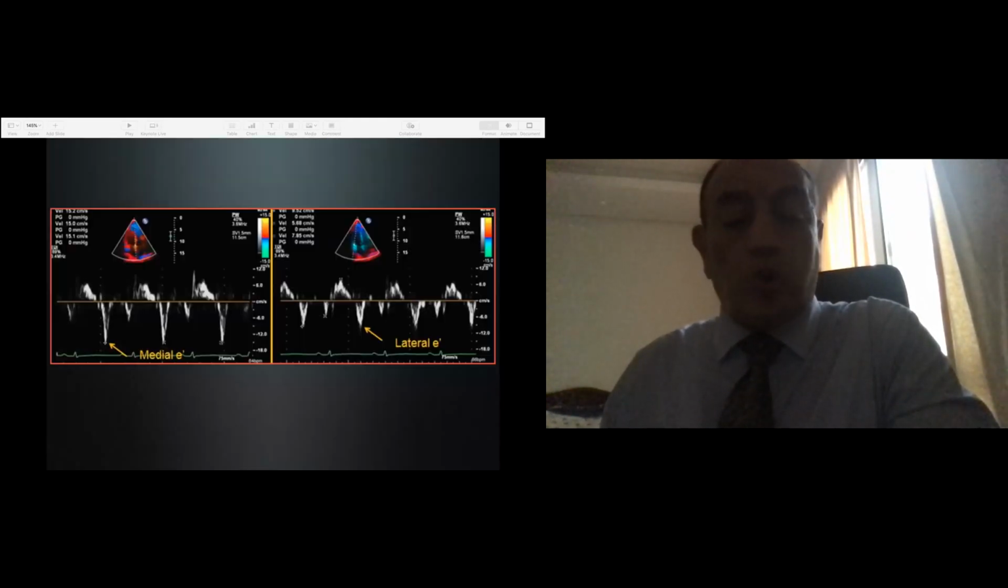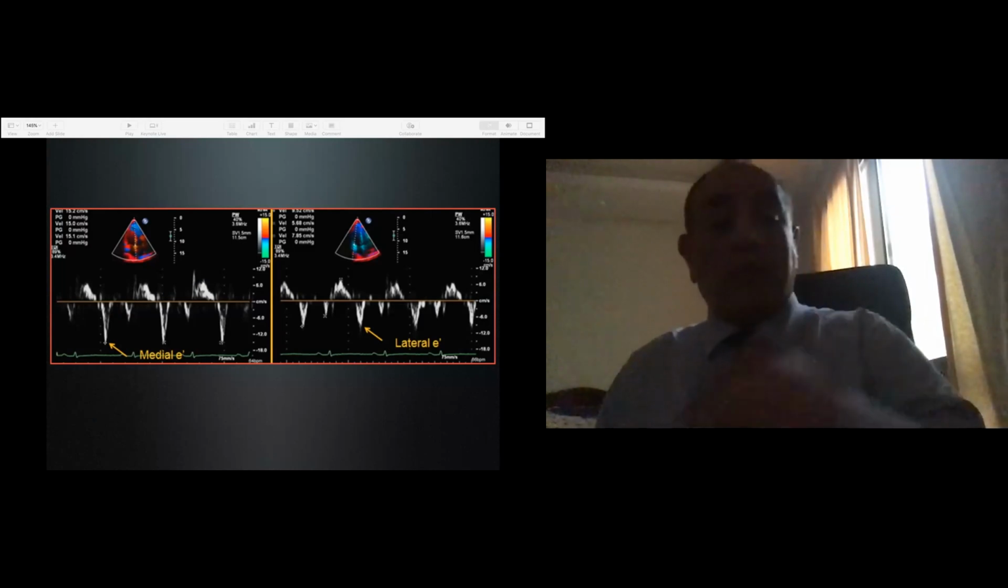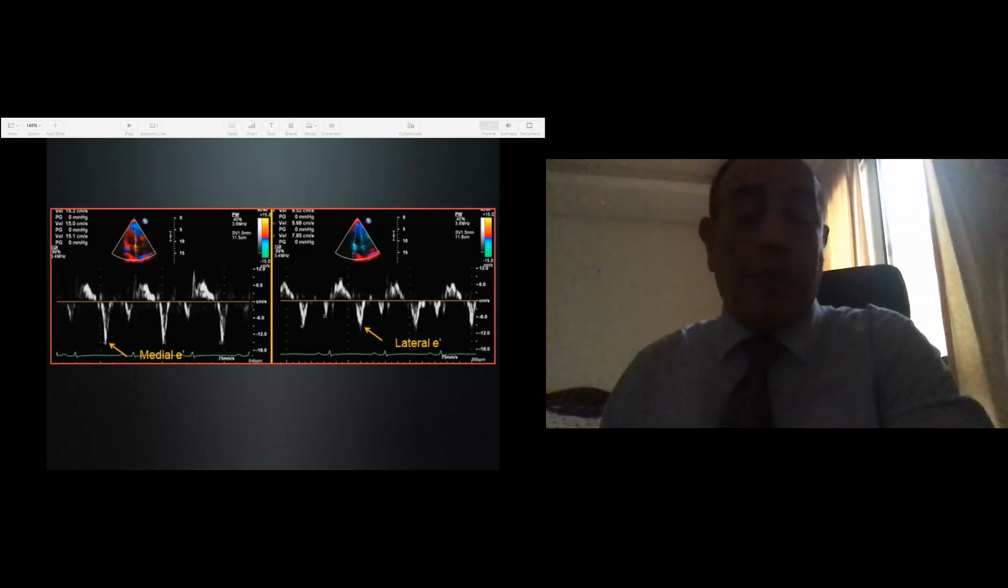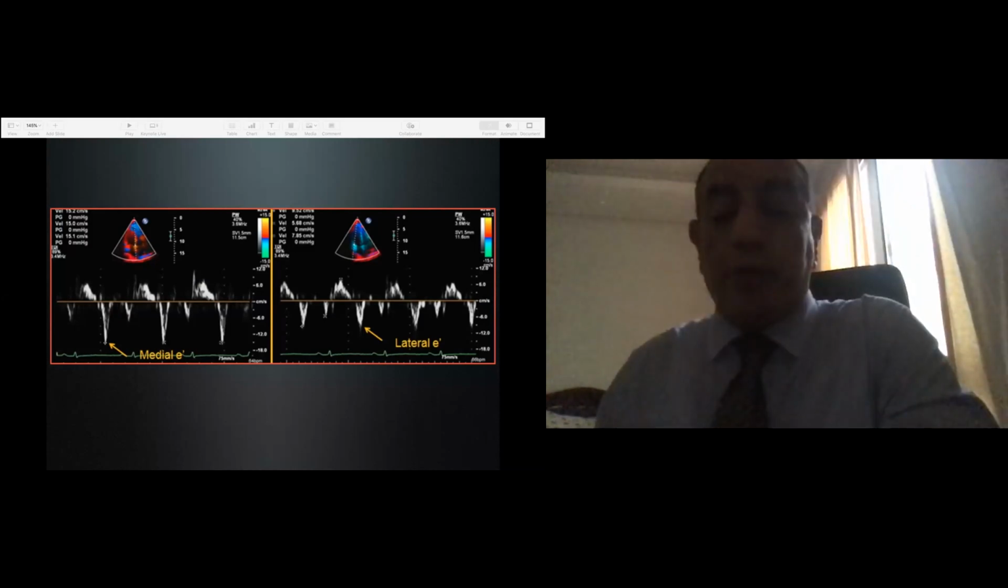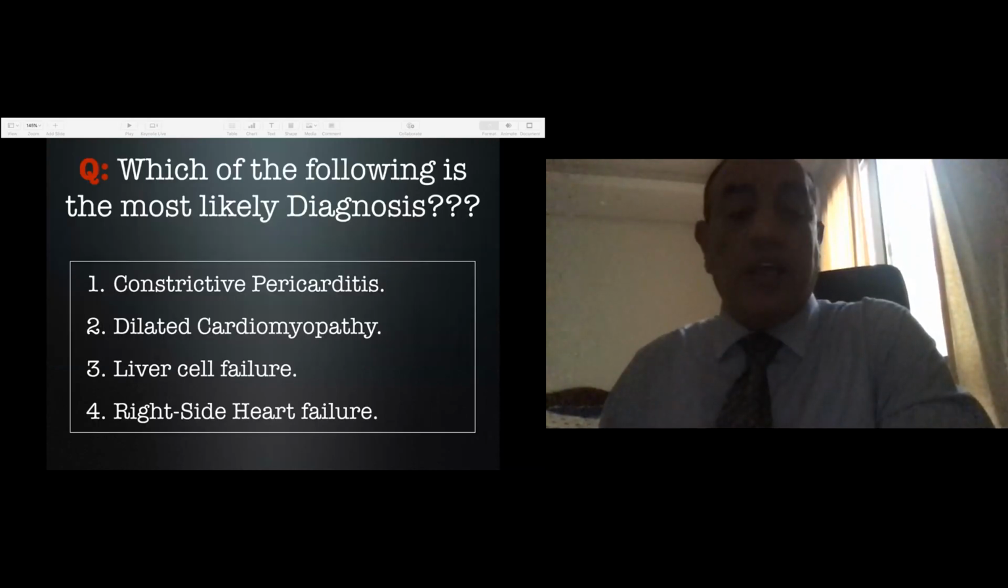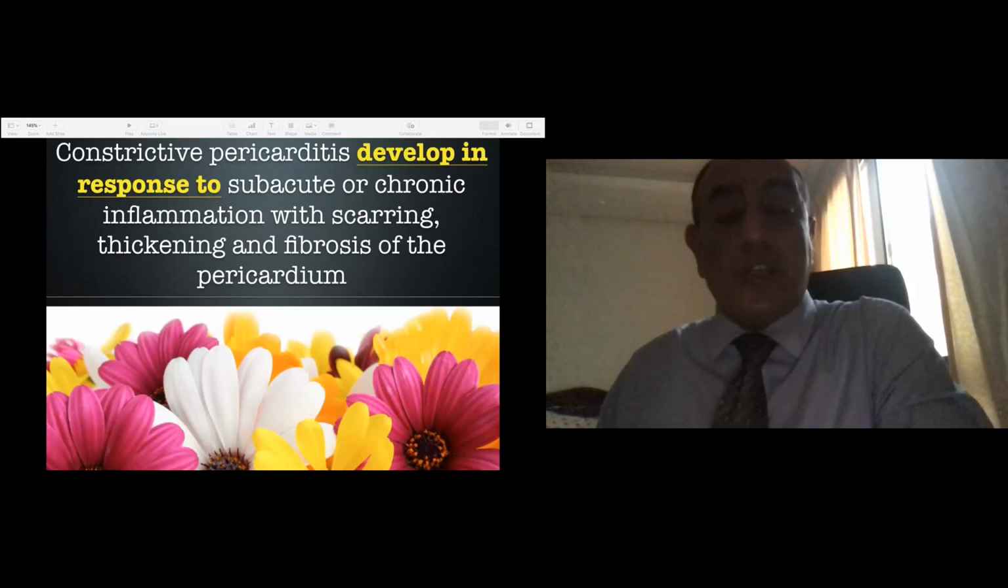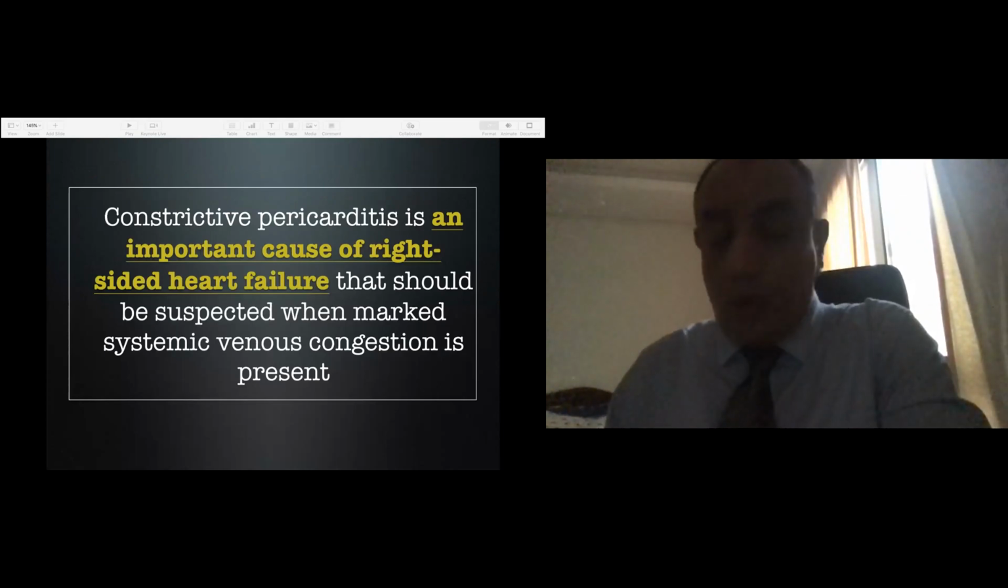And here also you can appreciate the medial E prime of the mitral annulus. It's bigger than the lateral annulus because in the septum there is no constriction at the level of the septum. So the medial E prime will be normal or higher than normal if you compare it with the lateral E prime. So constrictive pericarditis was the right diagnosis, no liver cell injury, and this patient was suspected as a case of constrictive pericarditis.